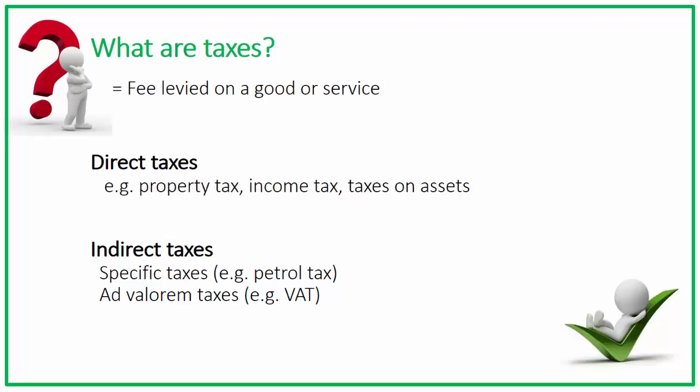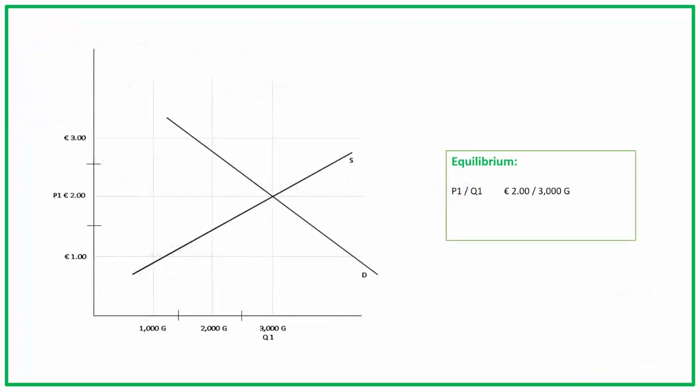Now let's have a look at how a tax has an influence on the price by the following example. This diagram shows the supply and demand curve of a dairy factory. Currently, the equilibrium price is €2 and the equilibrium quantity is 3000 gallons of milk. After imposing a tax of €1 per gallon, the supply curve shifts to the left by the amount of the tax. Since the amount of the tax is the same at all prices, it is a parallel shift.